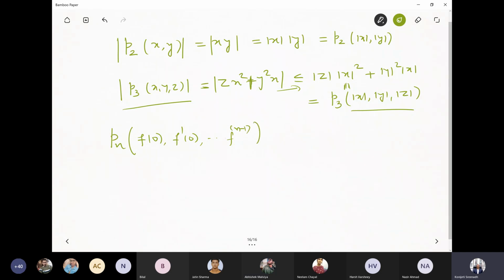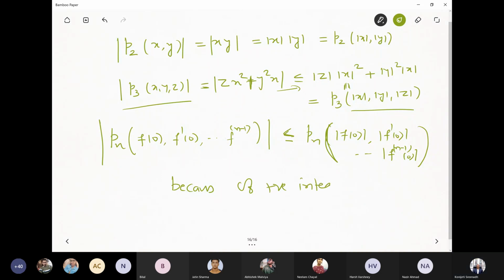Right, so this is the polynomial. When I take the absolute value of this, it is less than or equal to the Pn of mod f0, and so on up to mod f n minus 1 at 0. So when I take the absolute value on these Pn's, I can estimate them by taking the mod inside the variables, inside the polynomial. This is happening because of positive integer coefficients; the coefficients are natural numbers. So this is one observation, the first observation.